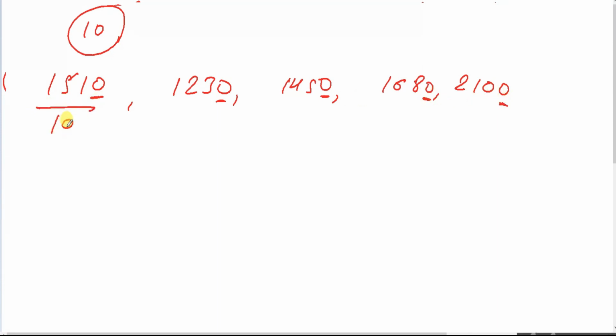So let's check for this. The two 0s we can cut. What is the answer? 151. See, exactly divisible. So if the number contains 0 at the end, then you can say that the number is exactly divisible by 10.